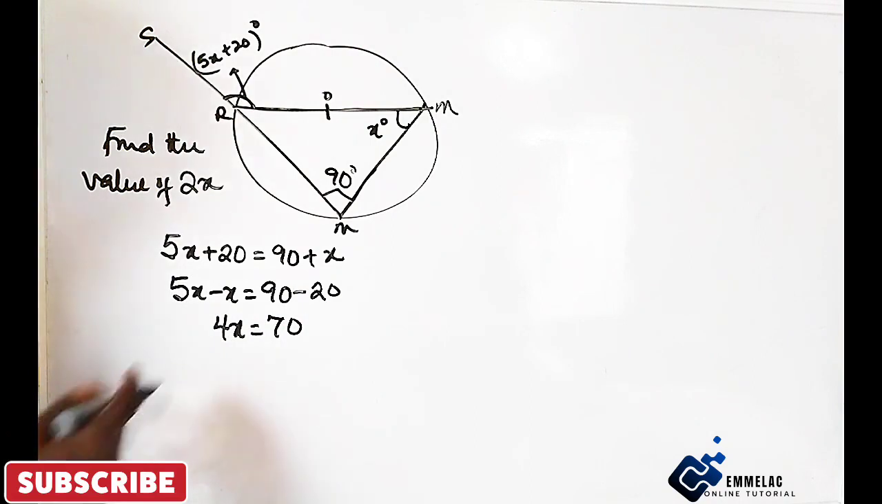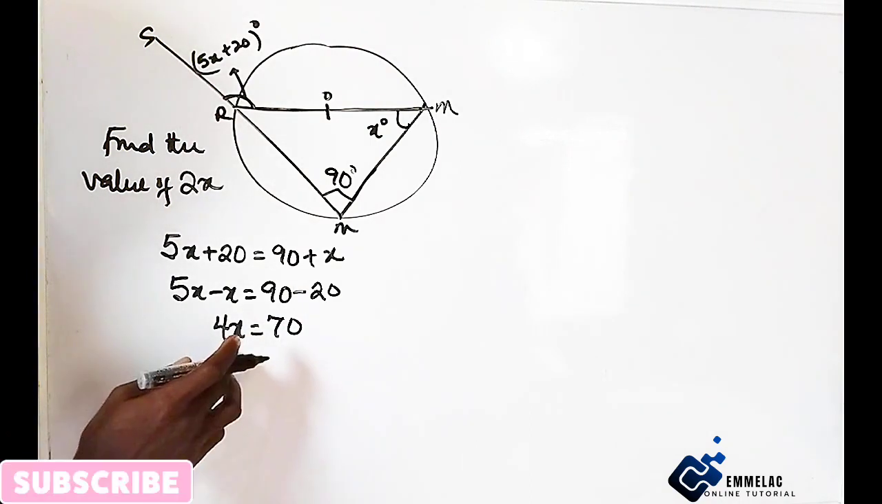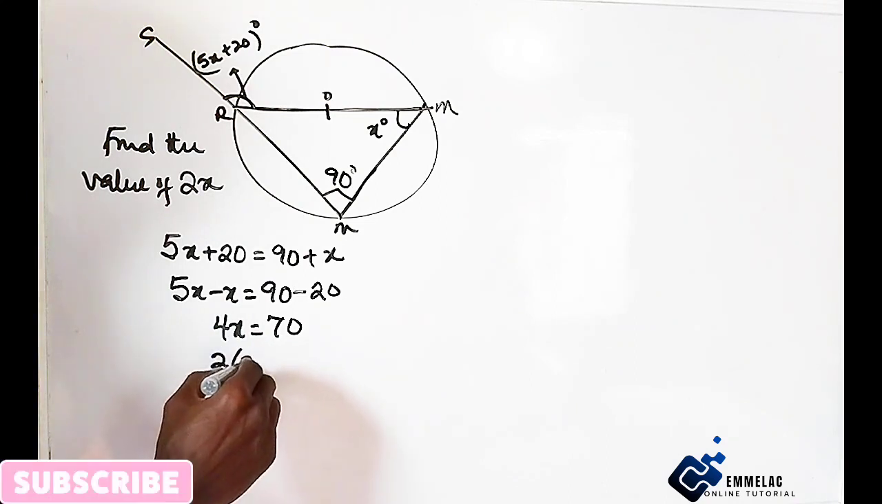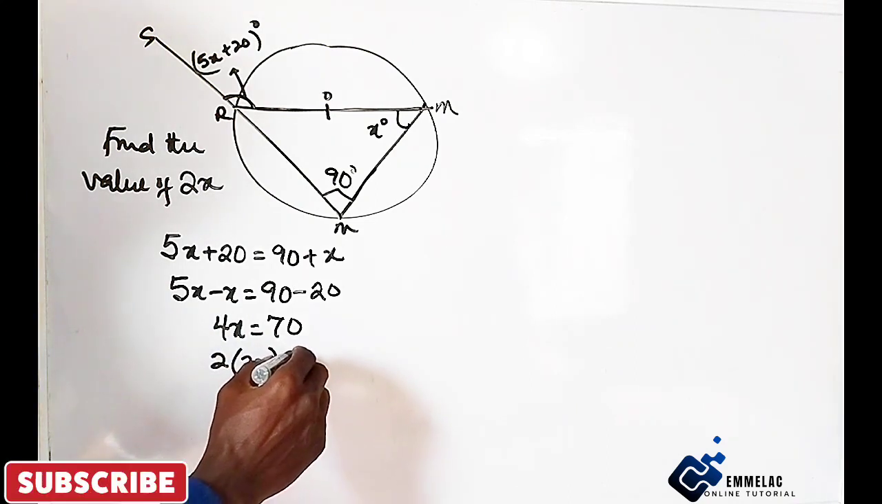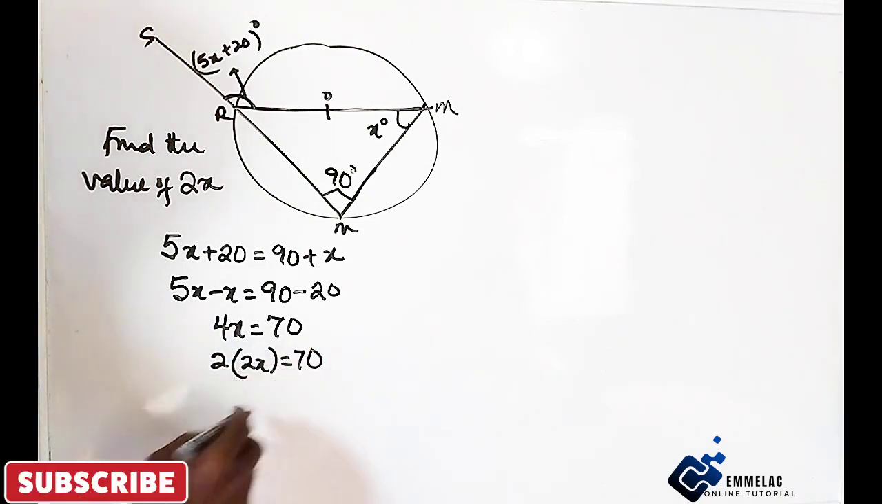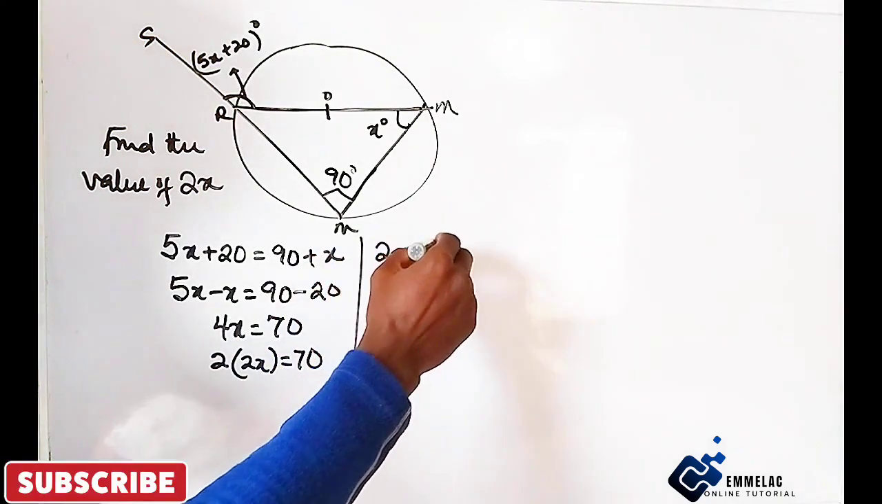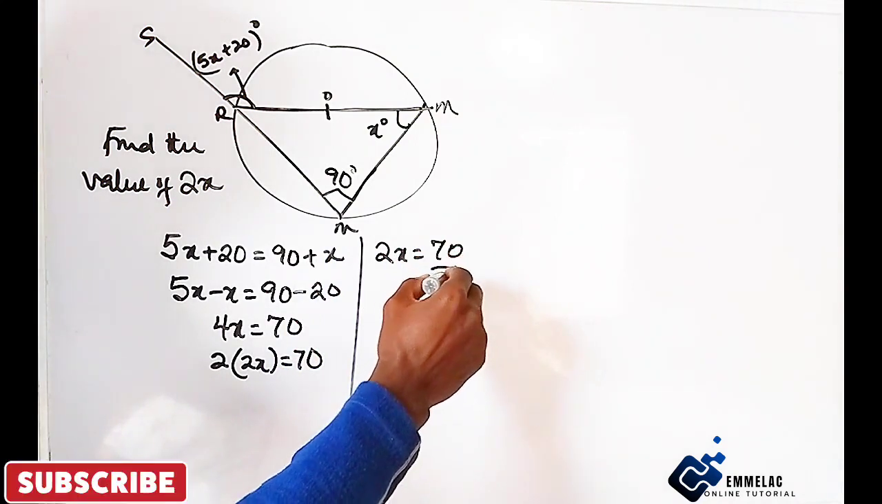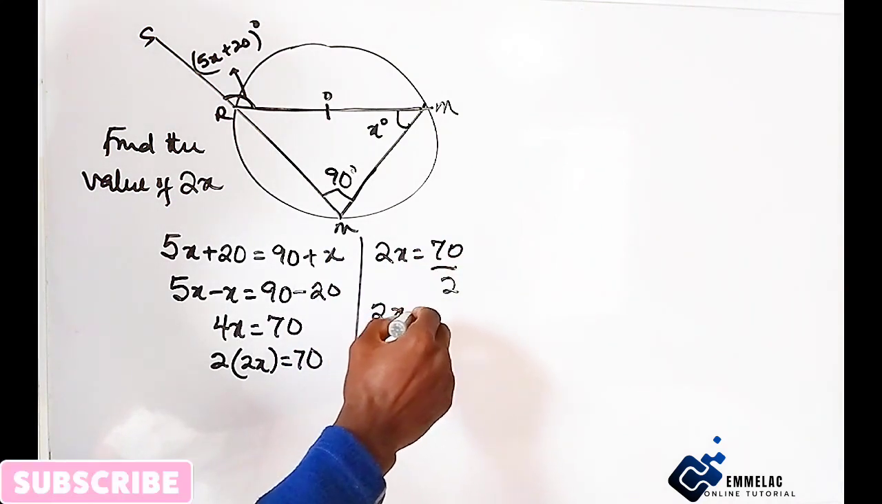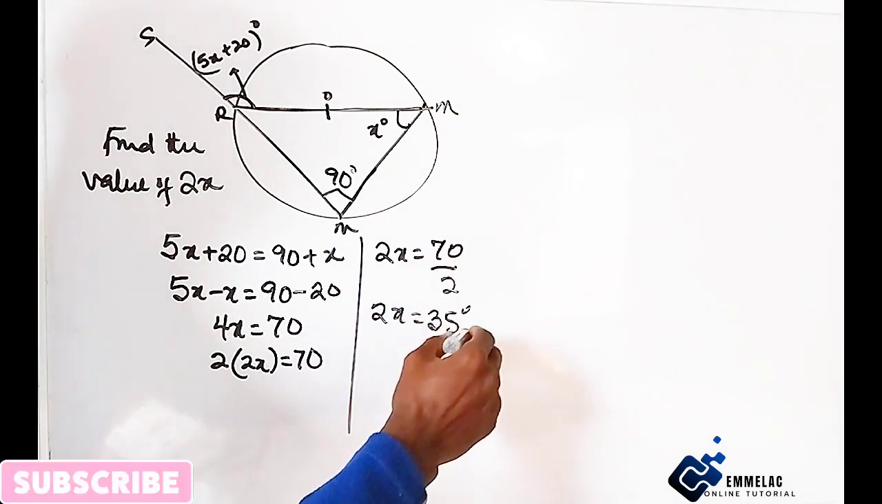70. And by so doing, from here we can now say, 2 into what? 2x equals what? 70. So 2x will now be what? 70 divided by 2. So 2x equals what? 35 degrees.